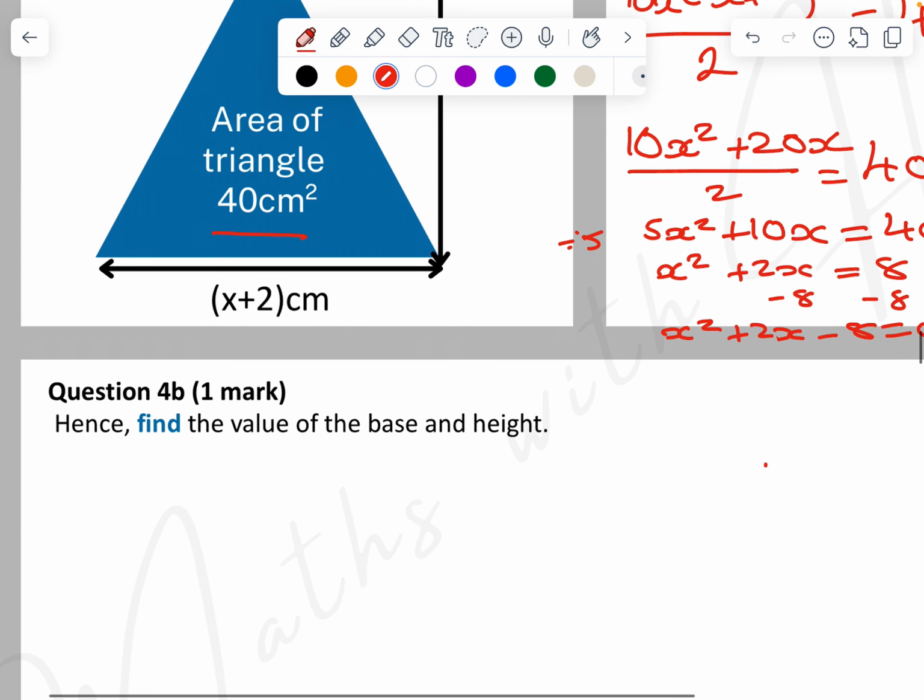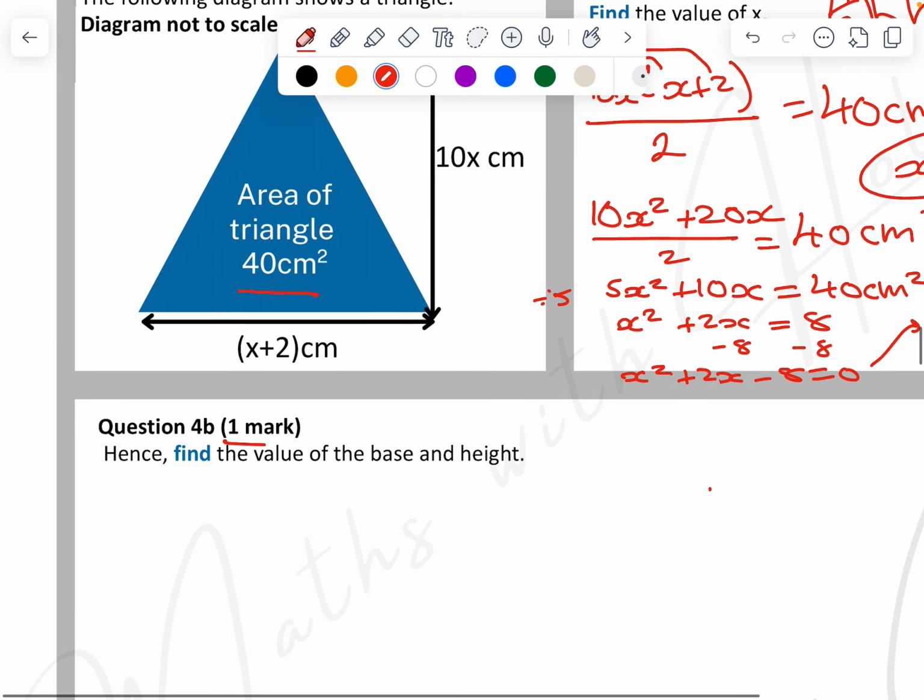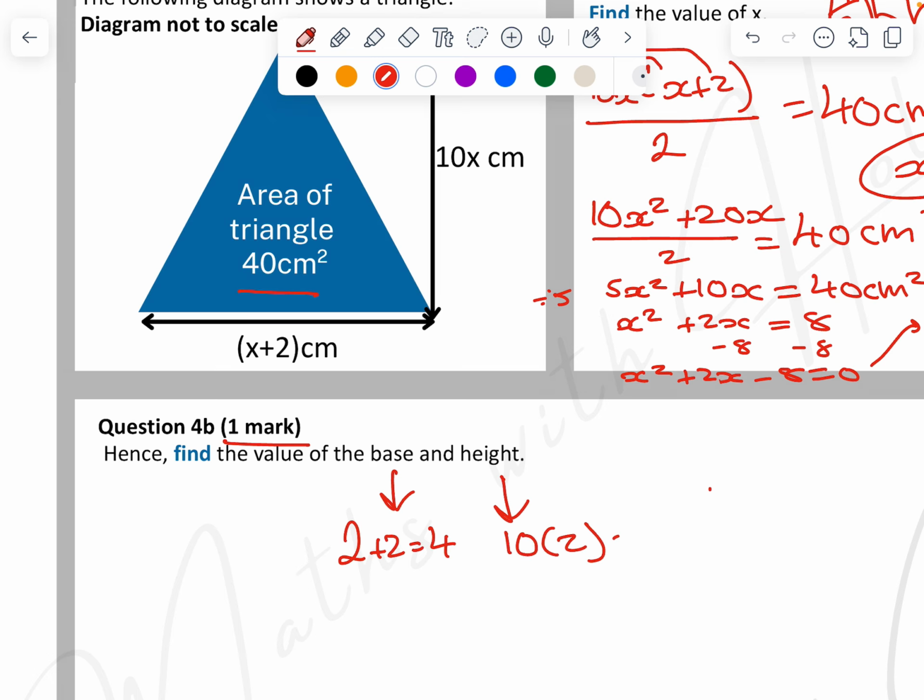Right? If we then go over to this question, which is just a mark, it wants me to work out the base and the height. So the base is going to be 2 plus 2, which is 4. And the height is going to be 10 times 2, which is 20. Okay? Centimetres.